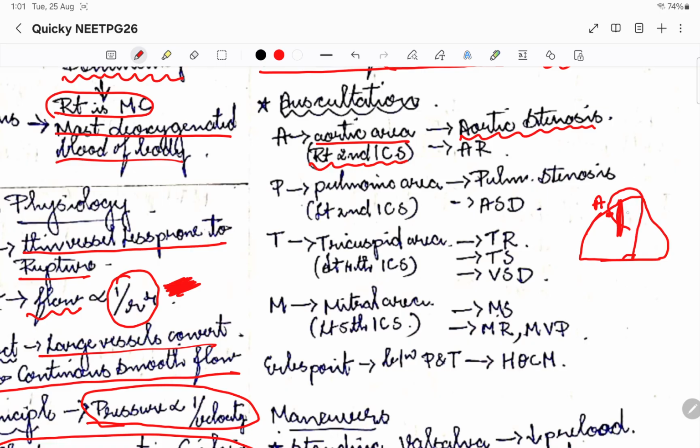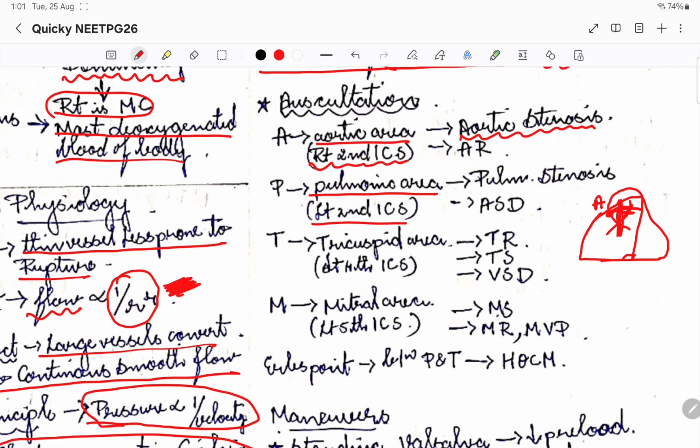Then coming to the left side, second intercostal space, it is going to be the pulmonary artery, because the pulmonary artery will be traveling like this, right, to the lungs. That is why the pulmonary area is in the second intercostal space on the left side. So that is where we'll hear the pulmonary stenosis.